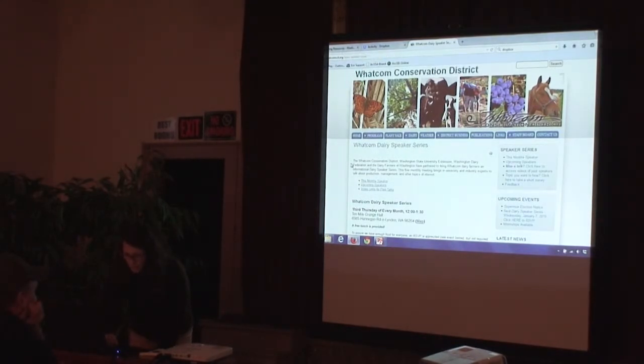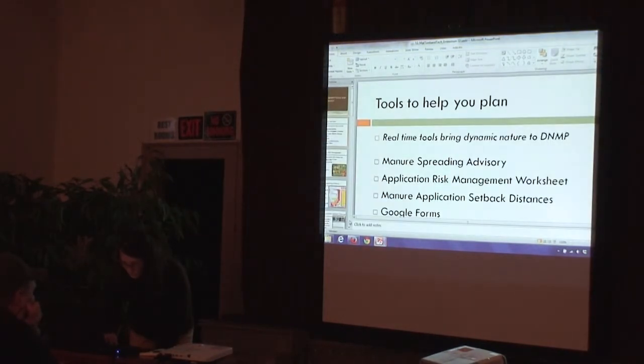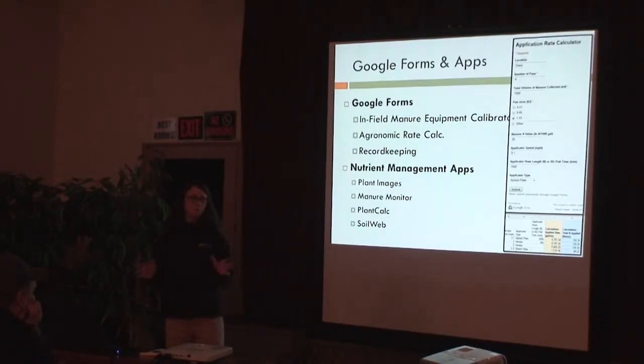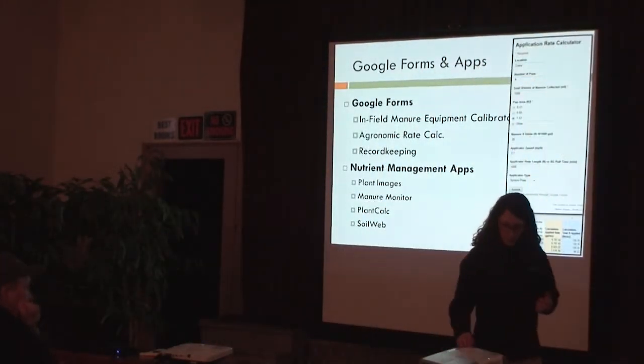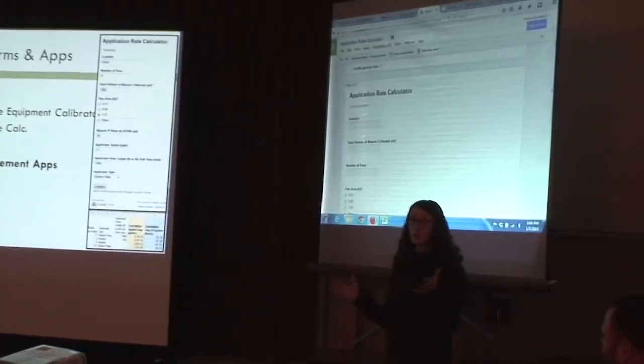One other thing that I want to talk about that's kind of a neat technology is Google Forms. Has anyone here used Google Forms before? We got just a couple. So Google Forms are pretty neat. We've created this example Google form of what you can do. It's an application rate calculator, so if in the field you want to figure out how much you're applying, right then in the field, you can do this.